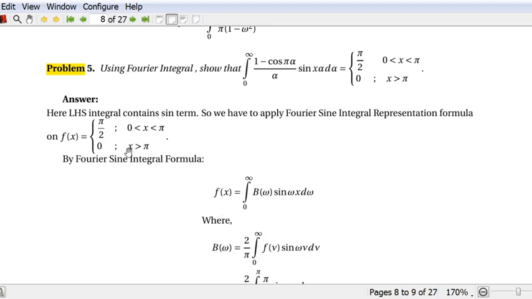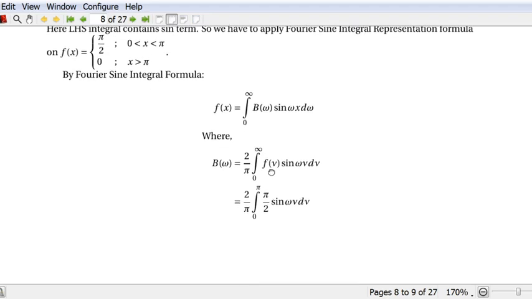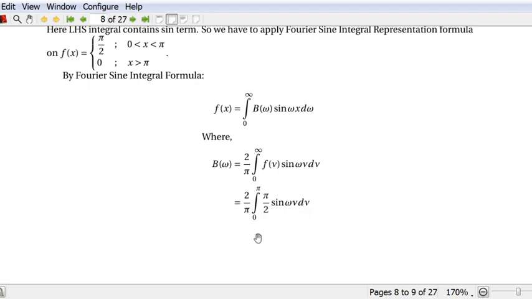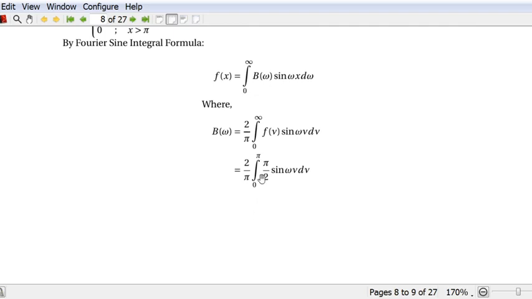Here f of x is equal to pi by 2 and 0, and so we have non-zero values pi by 2 in the range 0 to pi. So the limit 0 to infinity changes to limit 0 to pi, and instead of f of x I choose f of nu, that is pi by 2. So integral 0 to pi of pi by 2 sin omega nu d nu into 2 by pi. Now I can take this pi by 2 outside, so 2 by pi into pi by 2 gives 1, integral 0 to pi sin omega nu d nu.